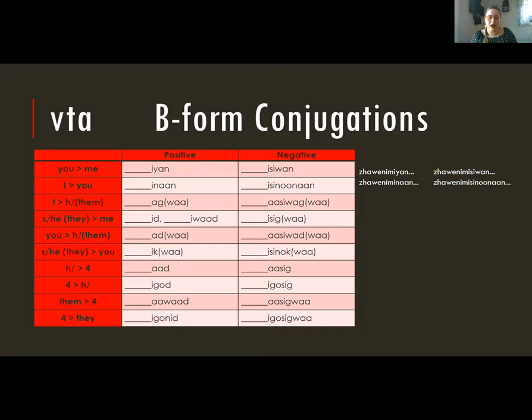Joanuminan, when I love you. Joanumisunun, joanumisununan, when I don't love you. So I to him or them, and then she or them back to me. So Joanumuk, Joanumagwa, Joanumasig, Joanumisigwa, and then back to me, Joanumid, Joanumawad, Joanumisigwa.